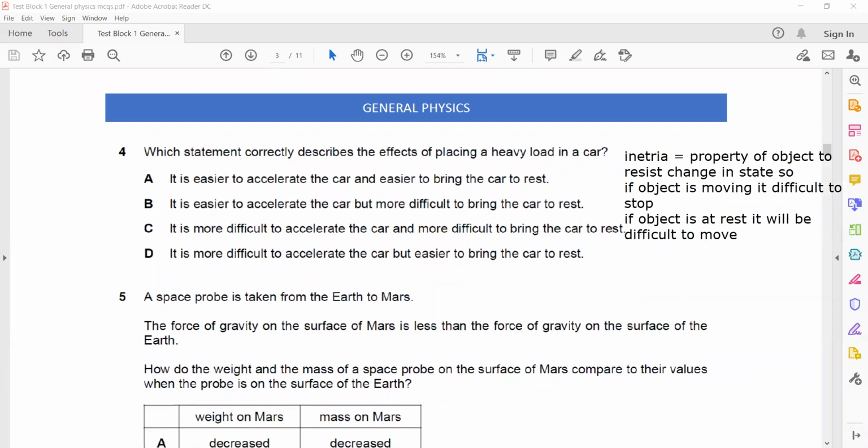Now we have to check which statements are correct. It is easy to accelerate the car and easy to bring the car to rest. That's wrong. Another says it is easy to accelerate the car, but more difficult to bring it to rest. It will be difficult to accelerate as well as difficult to stop the car. Why? Both things because of its inertia. That's why C is the right answer. So if the mass of any object increases, you find it difficult to stop if it's moving, and you find it difficult to move if it is stationary or at rest.